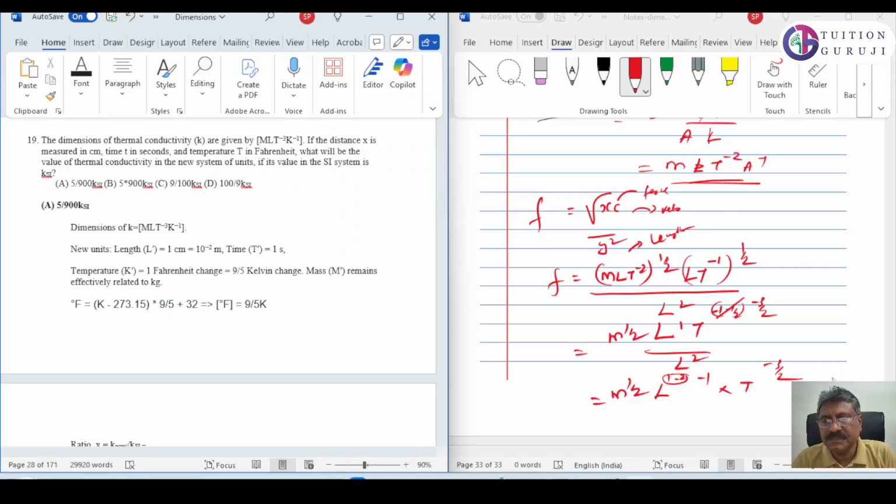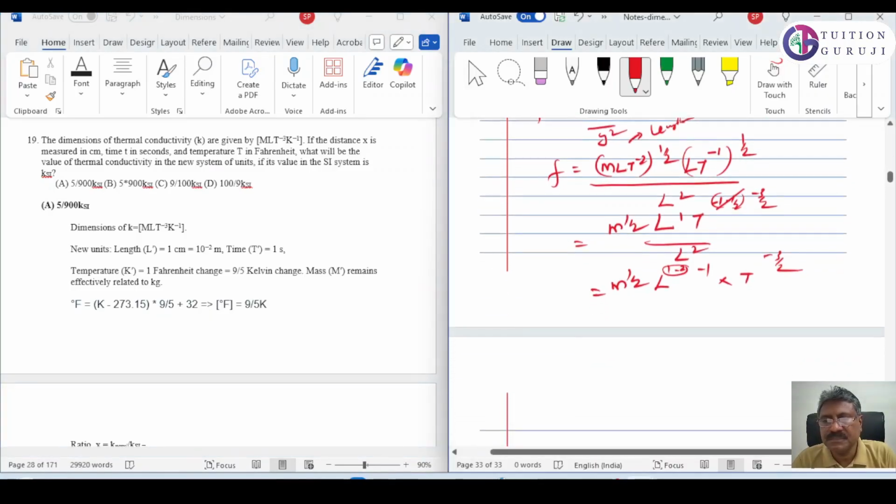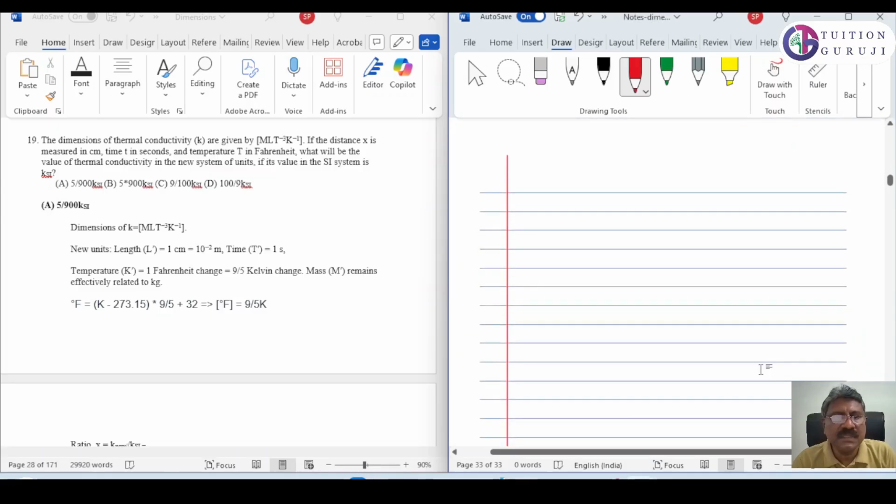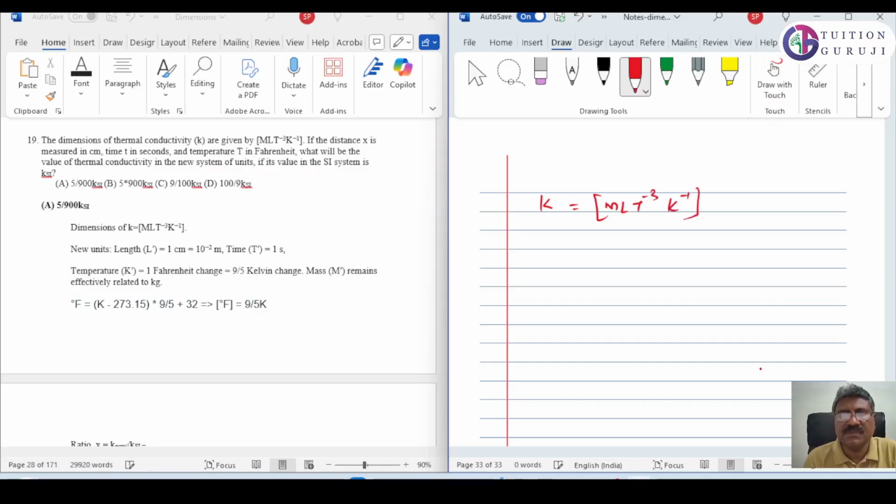Okay. Now, the dimensions of thermal conductivity K are given by M L T raised to minus 3, K raised to minus 1.